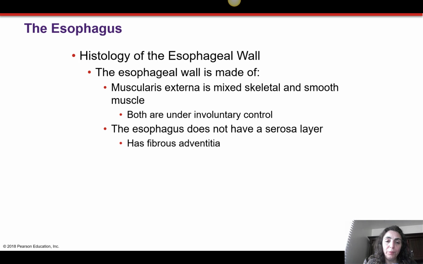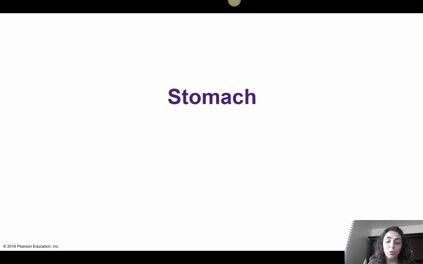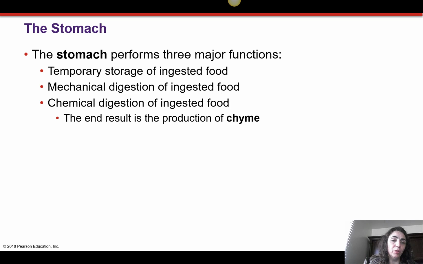Sorry about the interruption. So that was regarding the esophagus, and now let's go to the stomach. The stomach performs three major functions. First, it temporarily stores the ingested food that has come from the esophagus. When the food gets into the stomach, it doesn't just pass right away. It stays there for a while, about half an hour.